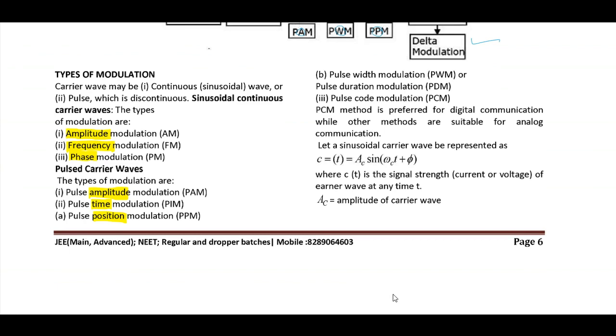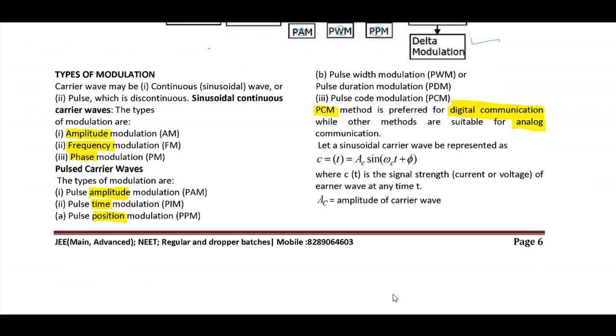Now this is about PCM, a question was asked. That's why I'm going through this diagram. PCM is preferred in digital communication, while other methods are suitable for analog communication.